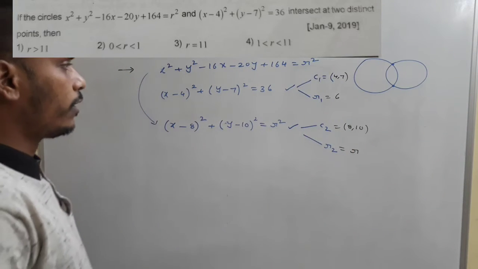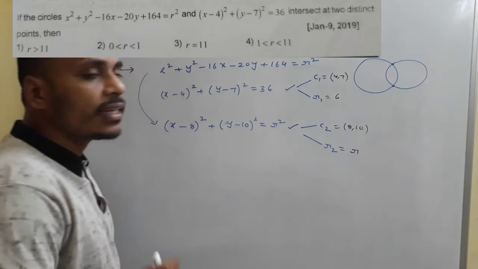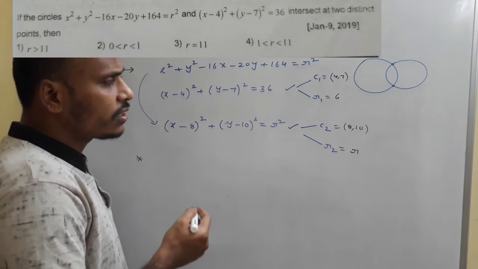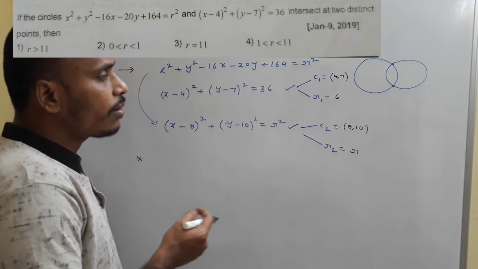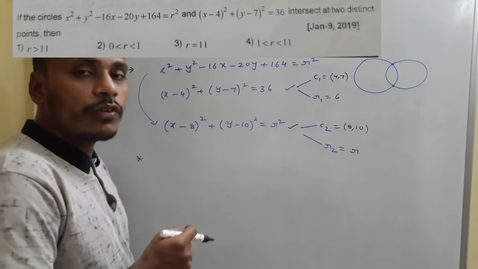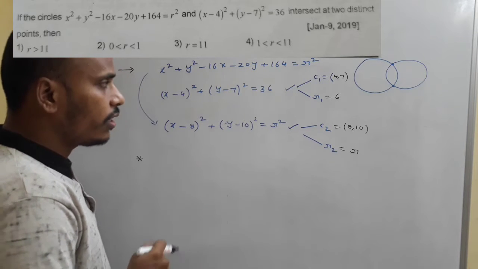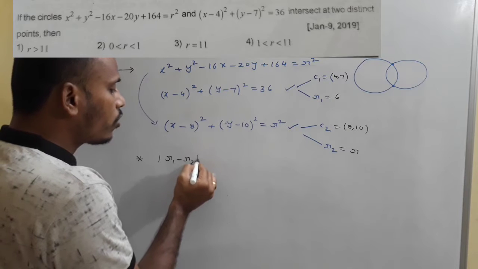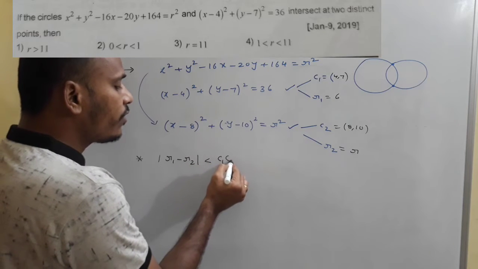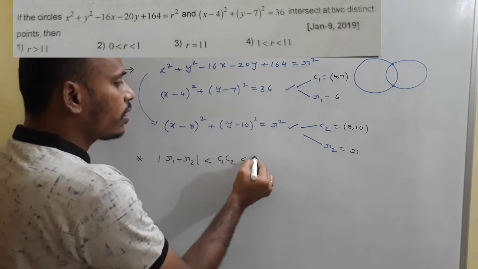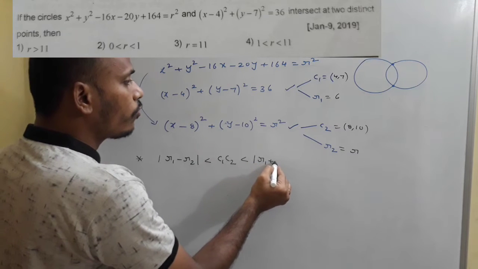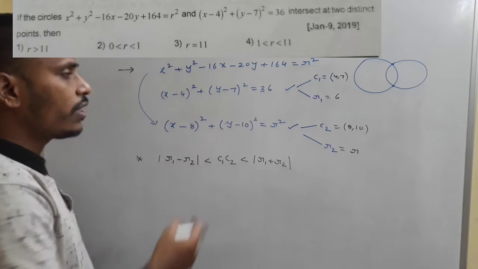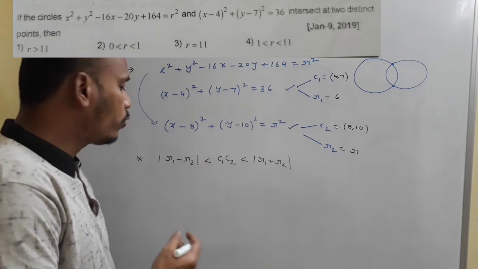Now what do we have to say? Since these two circles are intersecting, we already discussed it in the regular class. What do we say about the condition between the distance between the centers and the radii? The condition is: modulus of r1 minus r2 is less than c1c2, the distance between the centers, which is less than r1 plus r2. Now, using this condition, we need to derive the possible values of r.